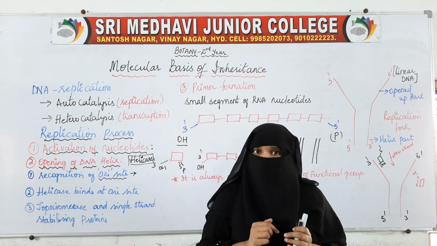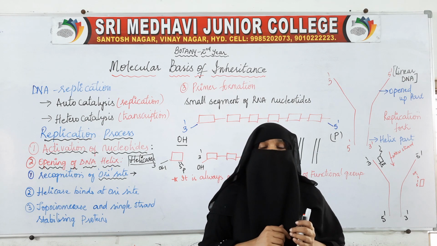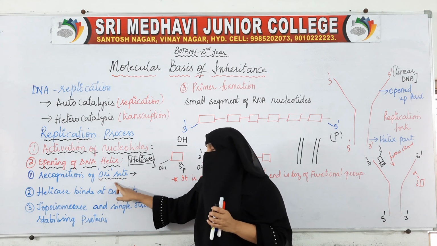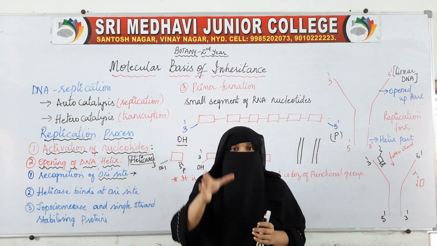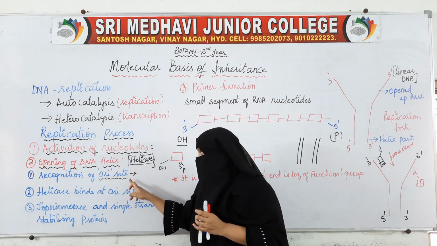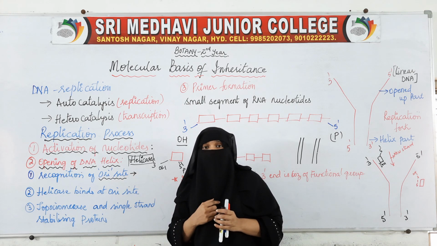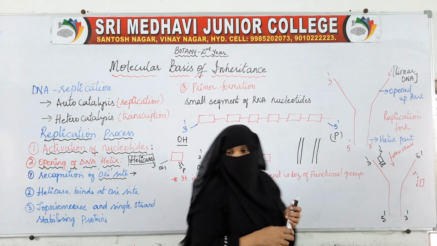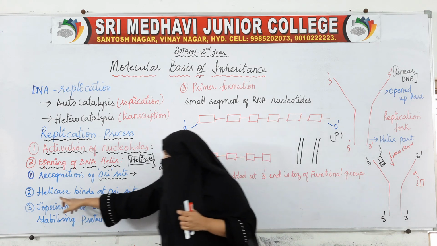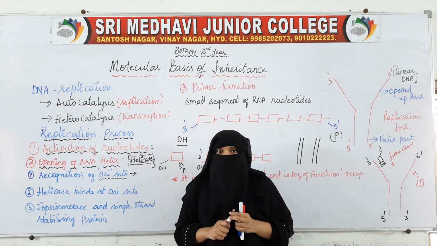Ori site is nothing but a special DNA sequence which helps in the opening of the strand. So the first thing which needs to be done is recognition of the ori site. Where is that ori site on the DNA strand? So the first thing is recognition of the ori site. After this recognition, the helicase enzyme binds at the ori site.